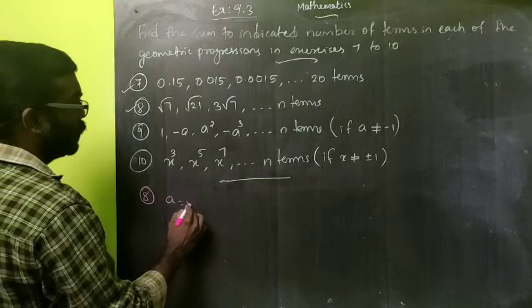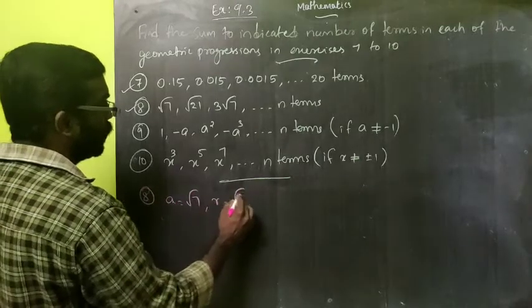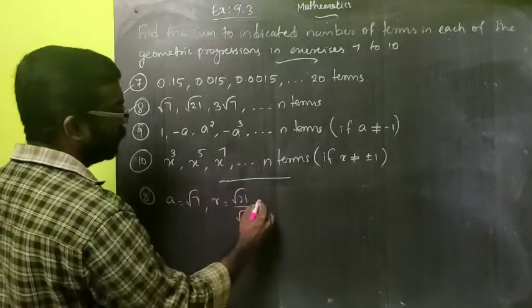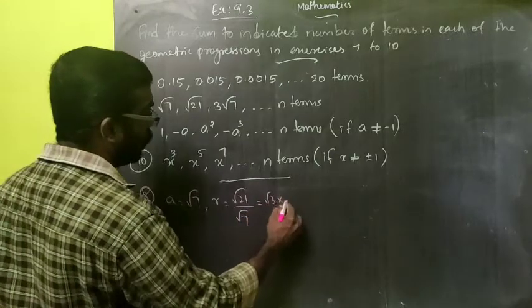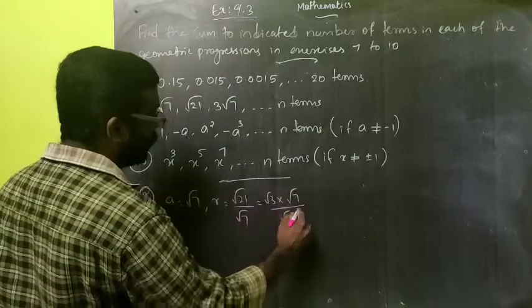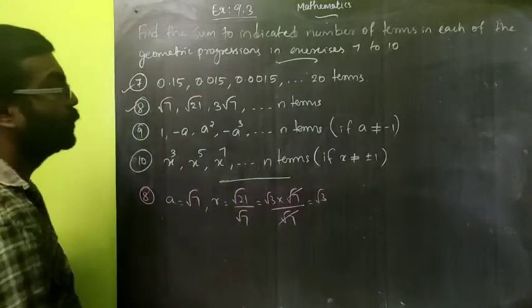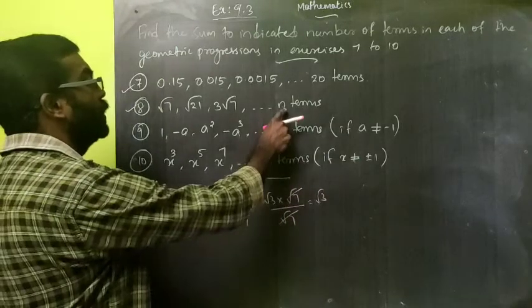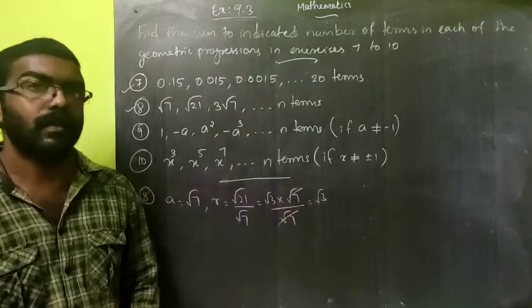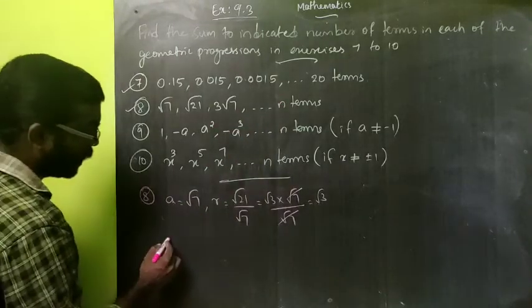A is equal to root 7, r is equal to root 21 divided by root 7, or we can write root 3 into root 7 divided by root 7. Root 7 gets cancelled, we get root 3. So the common ratio is root 3. And here we have to find the sum to n terms. Right. So we can write the formula.